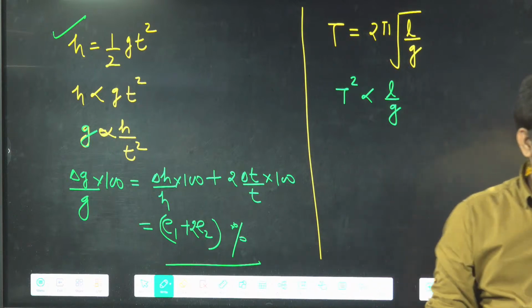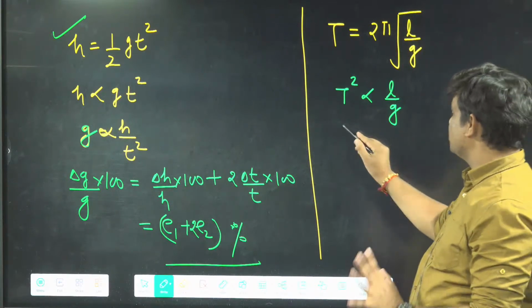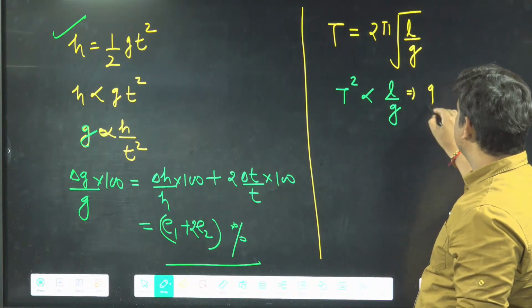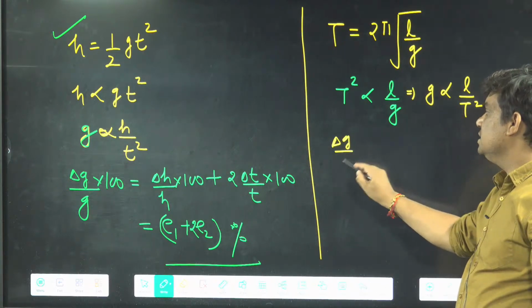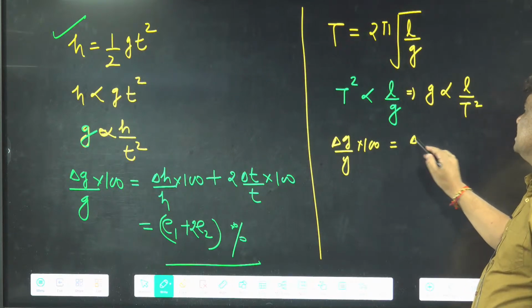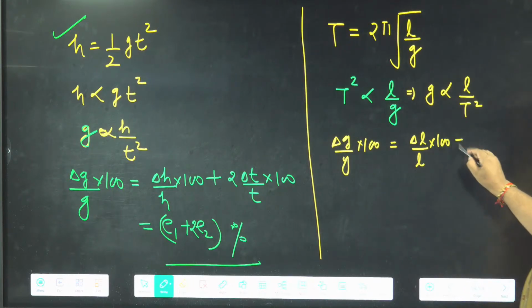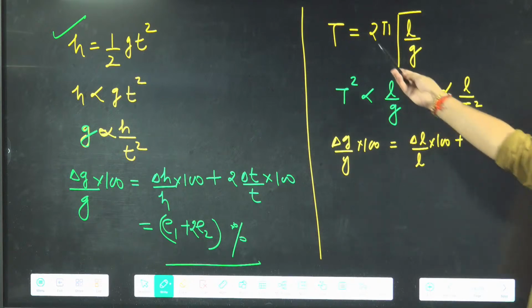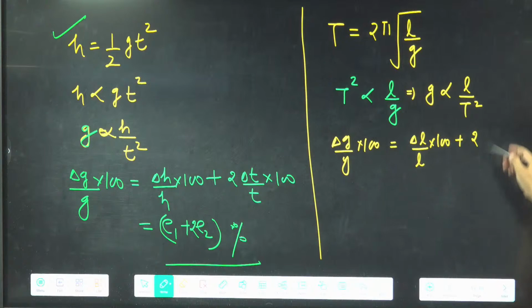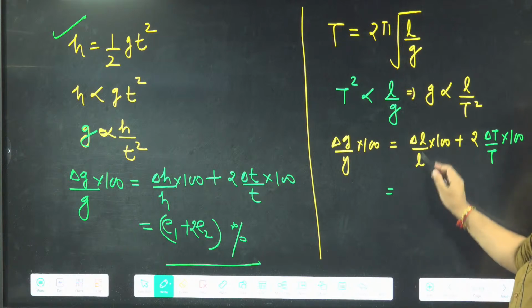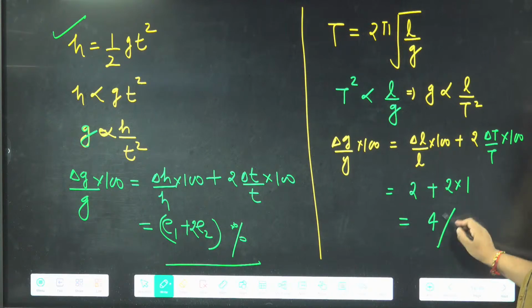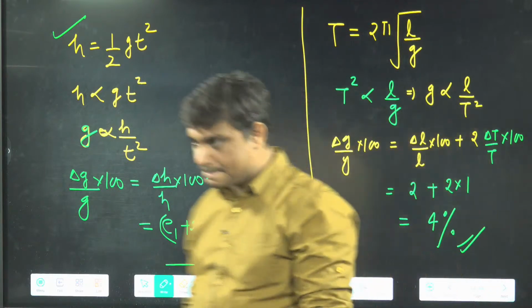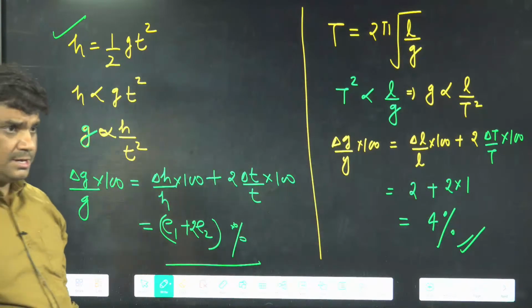So we can say G, which I am interested in right now, is proportional to L by T square. First of all, I find that quantity, and then we write delta G by G into 100 should be equal to delta L by L into 100 plus 2 delta T by T into 100. Here T equal to 2 pi root L by G, so I have done the square. Errors are always added. So this will be 2 plus 2 into 1. So the final answer becomes 4%. Clear? This is finished.